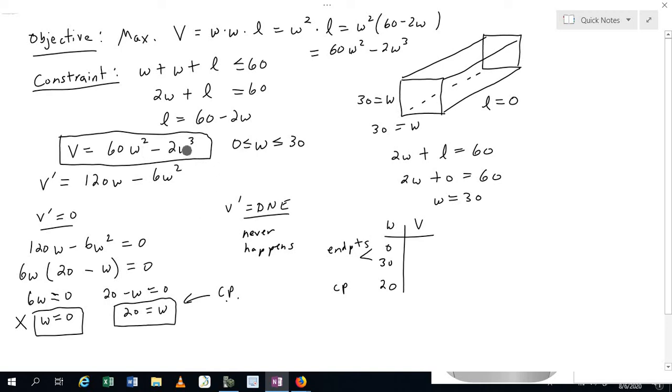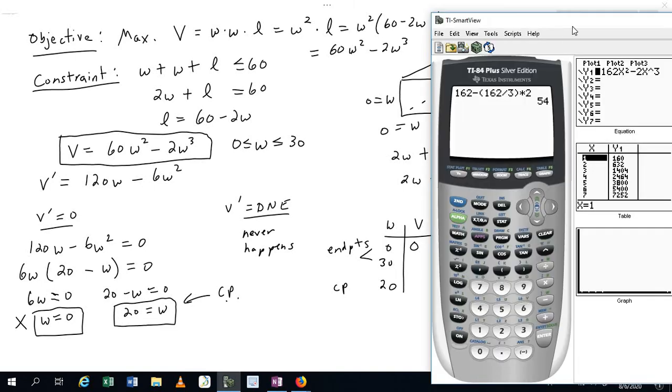Obviously if you plug 0 in for W, you get 0 out for the volume. And that makes perfect sense because that's the case where the base of the box is like 0 by 0, and it doesn't matter what the length is. I guess it would be 1/6 or 60 because that's what's left over. But that box has no volume, right? The volume of that box will be 0. So that makes perfect sense. All right, what about 30?